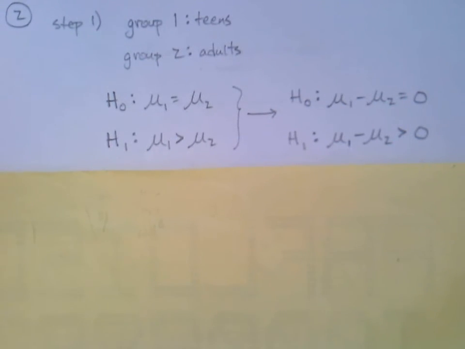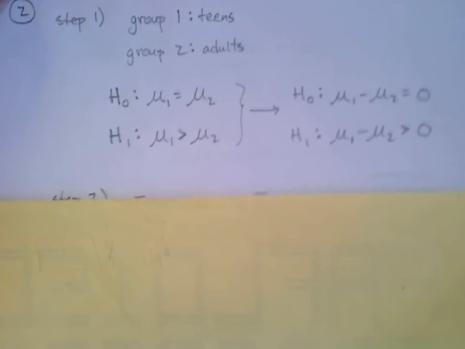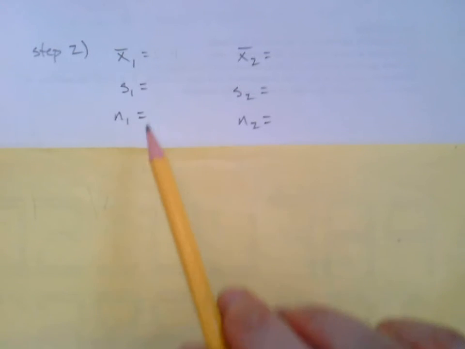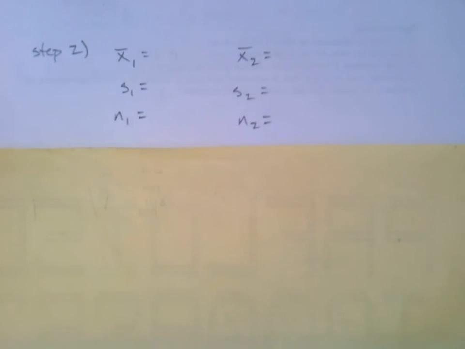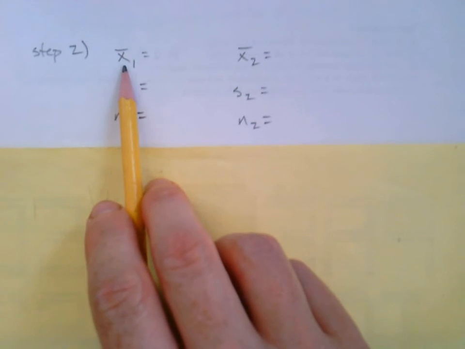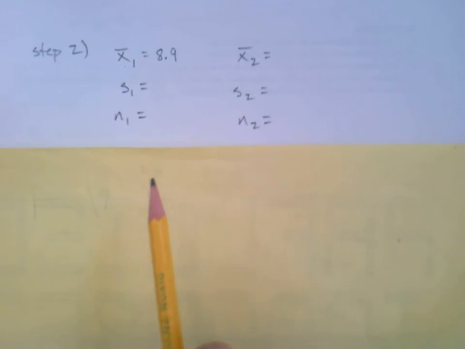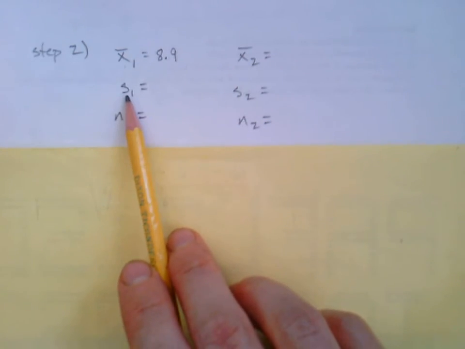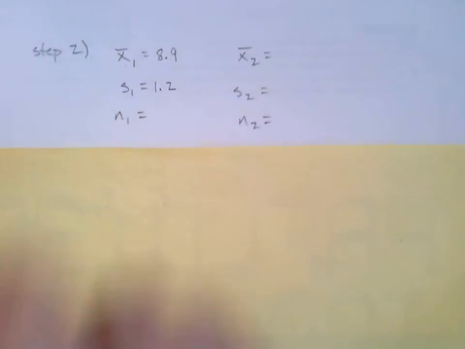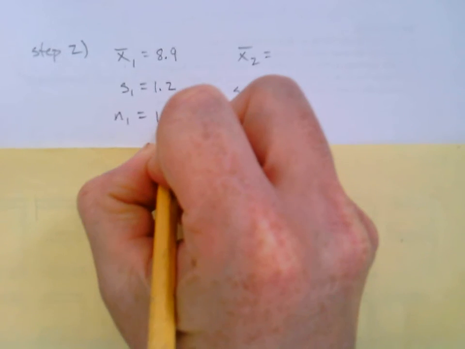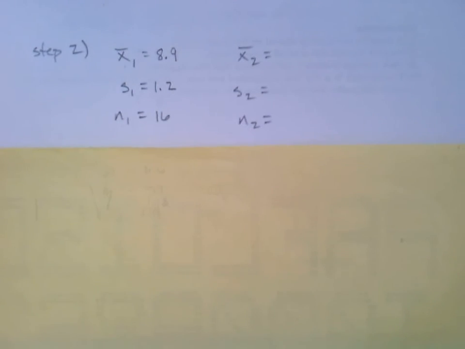Step 2 is the big one, right? The test statistic. So I'm going to go ahead and pull this up off the screen because this is going to take a little bit of work. We want to identify all of the different parts for the two groups, and they tell us all those things, of course. So let's see, what is the average for the teens? It was 8.9, right? 8.9. Okay. They told us the sample standard deviation for the teens, right? 1.2. And how many teens were in that sample? 16. So the sample size for the teens, okay.